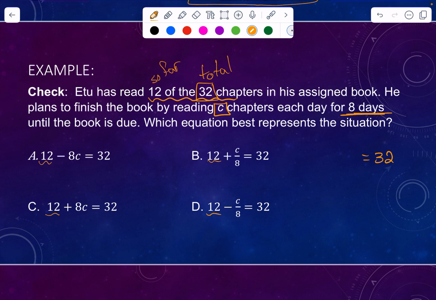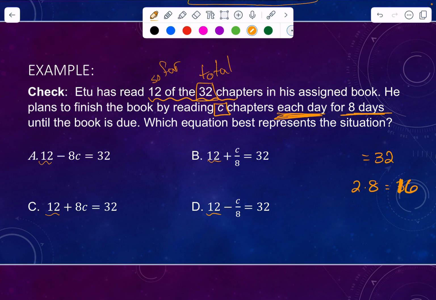Now, here's what we have to ask. If they're going to read c chapters each day for 8 days. So let's say they read 2 chapters a day for the next 8 days. How many chapters did they read? Well, that would be 2 times 8, which would be 16 chapters.